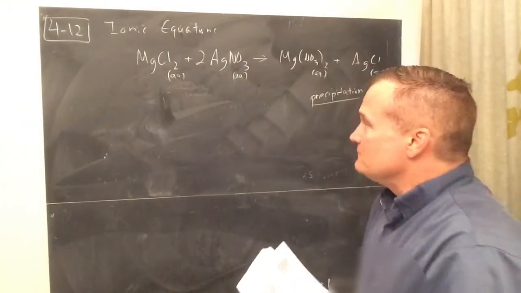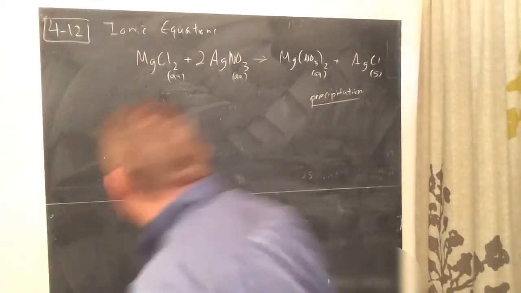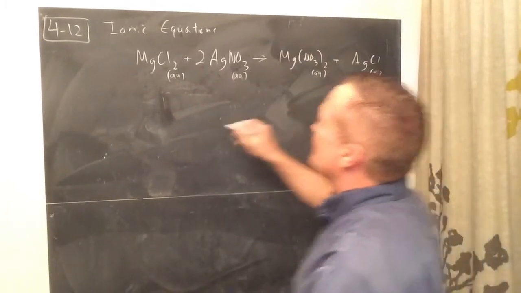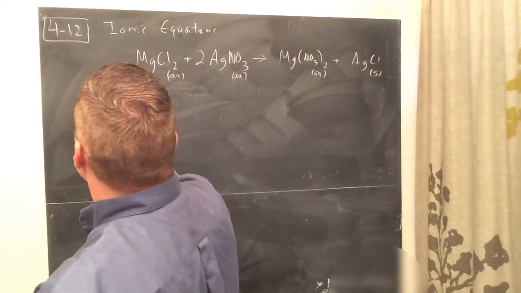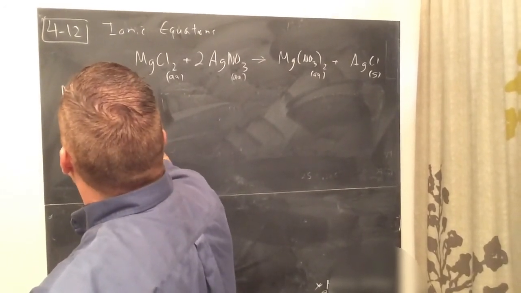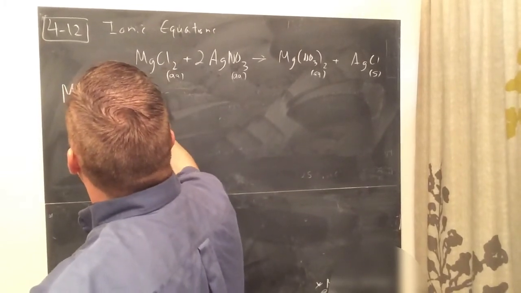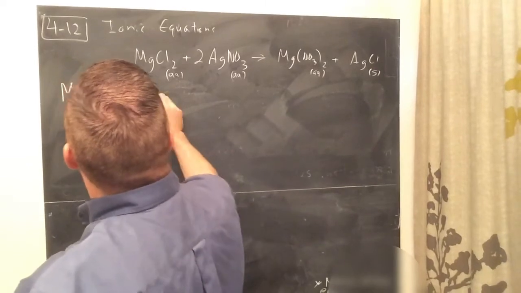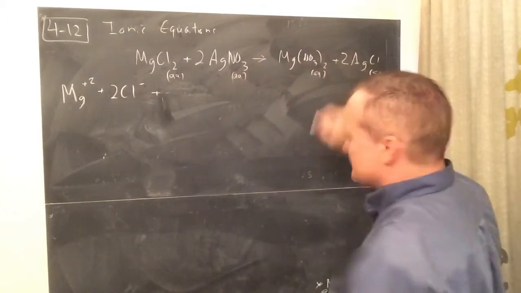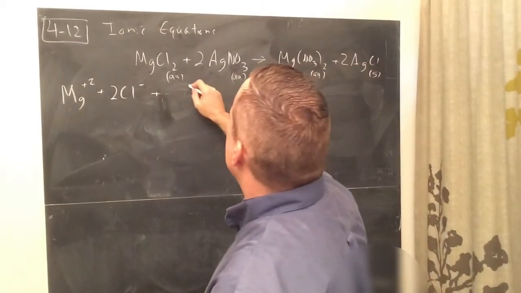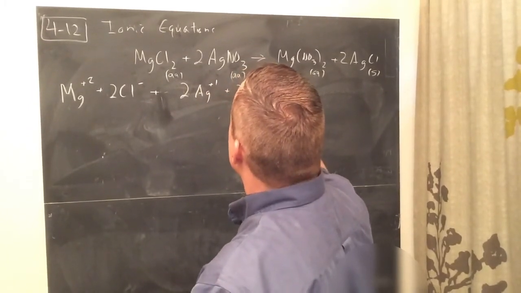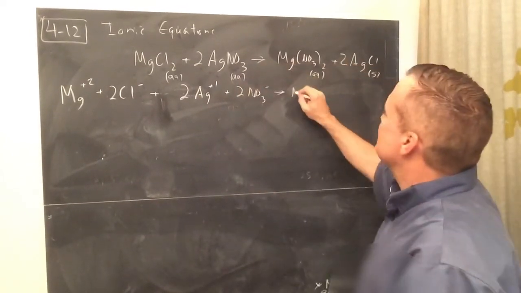Okay, so an ionic equation is the equation where you just show all of the chemical compounds dissociated, broken up into their ions. So magnesium chloride is truly Mg plus 2, and you'll get 2 chlorides with it. Now, for silver nitrate, you will get 2 silver plus 1 ions, 2 nitrate ions. Now I balanced this equation right here. We get 1 magnesium plus 2 ions.